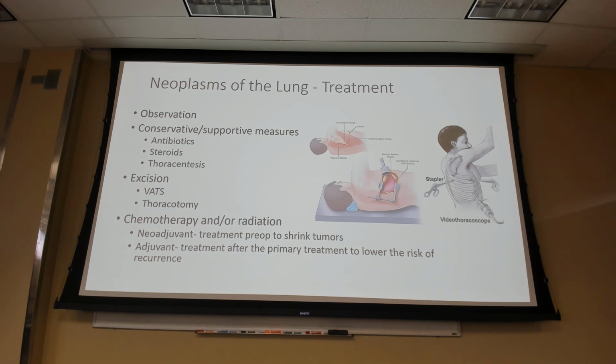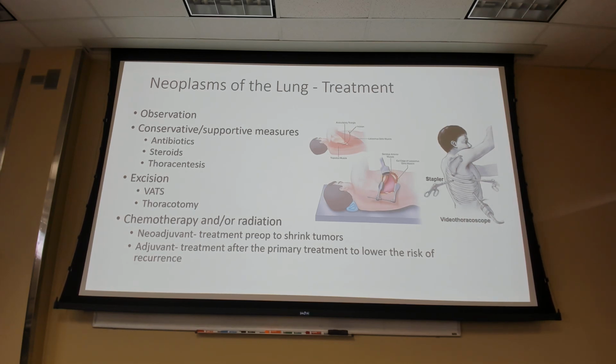All right, so what's our treatment? It depends on the type of lung cancer, where it is, and what stage we have it in. But we can start with conservative measures. That may be observation if we're not expecting malignancy. And then if we think there's any infection, we get antibiotics, steroids. If there's a pleural effusion, we'll do a thoracentesis.